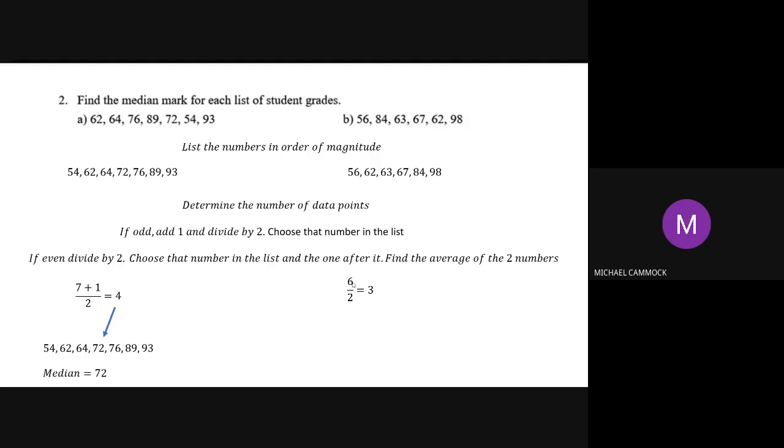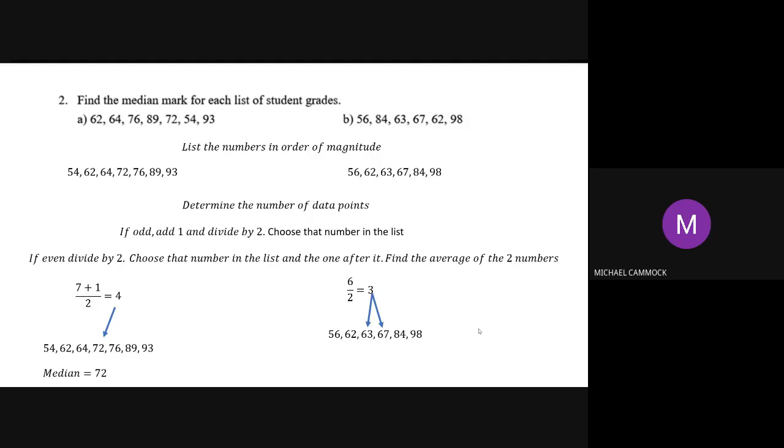6 is what you just said. Divide that by 2, I'm going to get 3. So here are my numbers in order, same order that I had them in before, 56 followed by 62 followed by 63, etc. This says 3 when I divide the number of numbers by 2. So I need the 3rd number, but I also need the 4th number. If I count from the beginning, 1, 2, 3, I need the 3rd number. But according to this, it says choose a number in the list, which is the 3rd number, and the number after it. So I need the 3rd and 4th number. I need these two numbers here. Now, does it mean that these two numbers are the median? No. It says find the average of those two numbers.